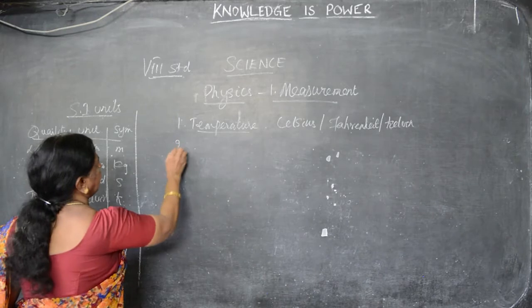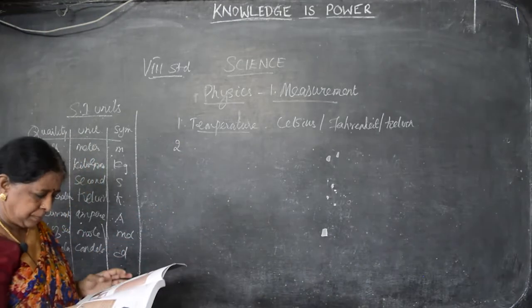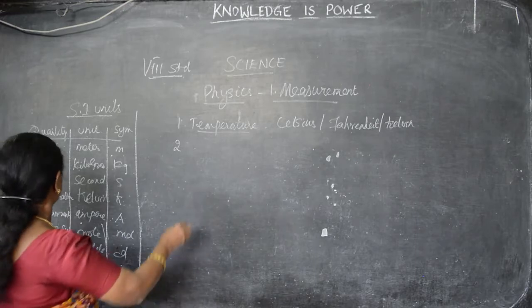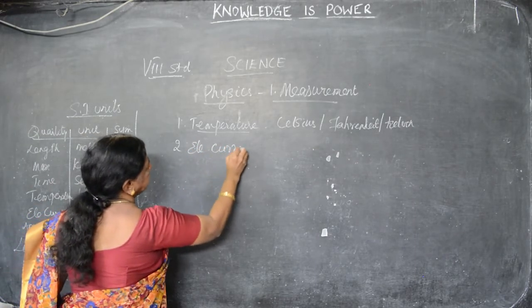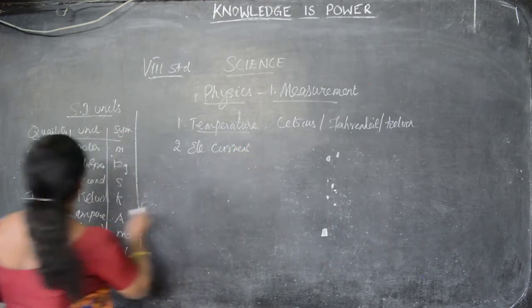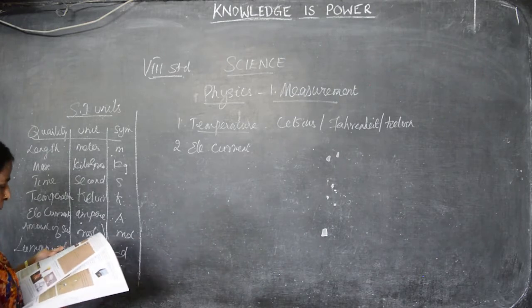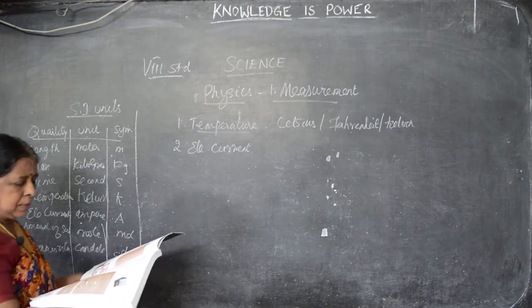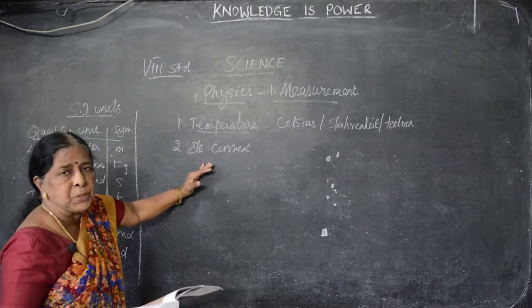Next one is electric current. What's the symbol given here? Ampere, that is A. Electric current is how much electricity flows, which we can measure by using an instrument.